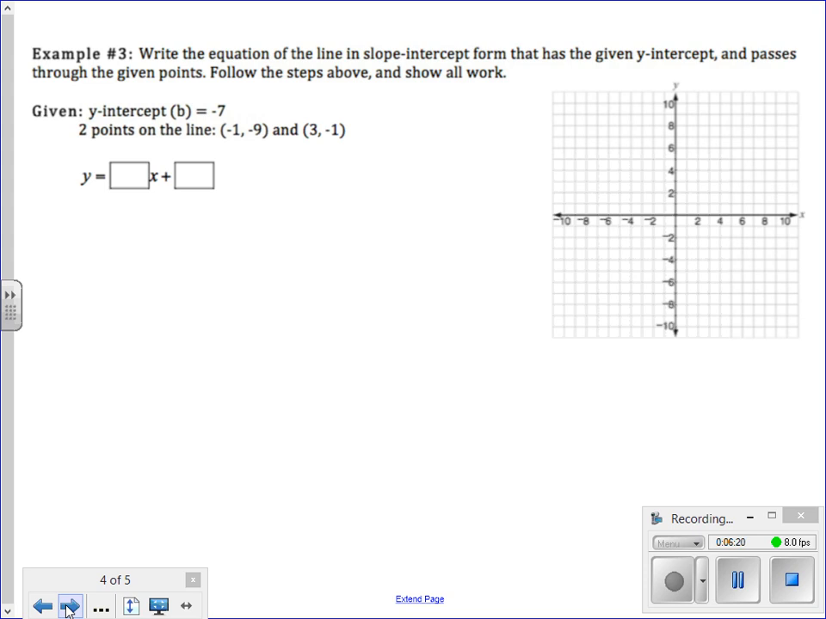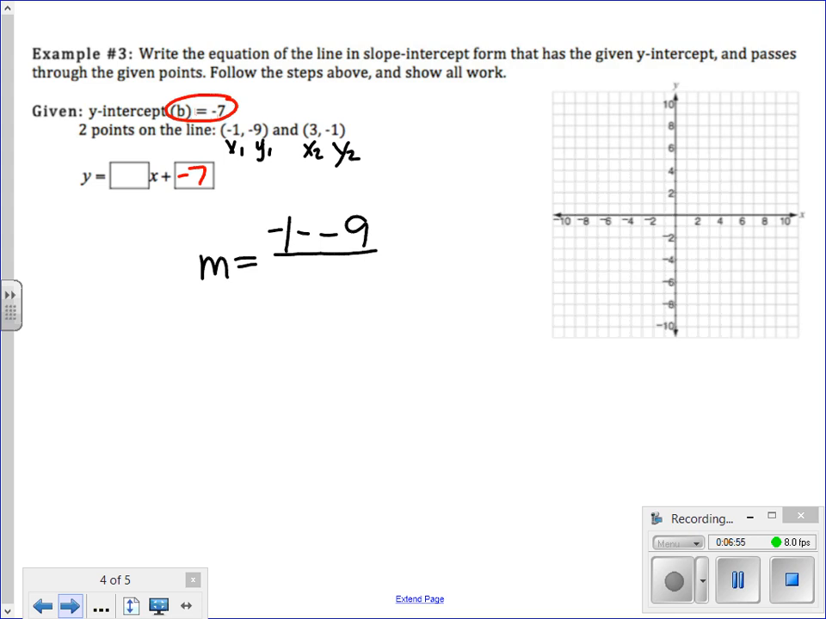All right, so we are trying to find the slope-intercept form of this line. I am given that the y-intercept is negative 7, so I'm going to put that in the box for b. And I have 2 points on the line that I'm going to use to find the slope. The slope says take y2 minus y1, which is negative 1 minus negative 9. Notice I didn't label them right away, which is fine. I'm just used to using this formula. But if you need to label those y2s and y1s, the x2s and x1s, go ahead.